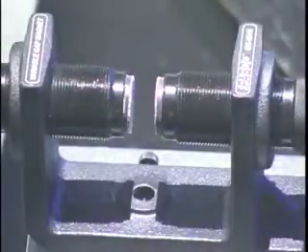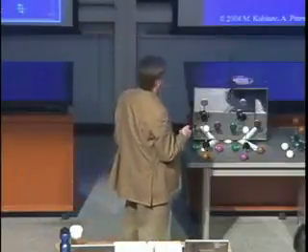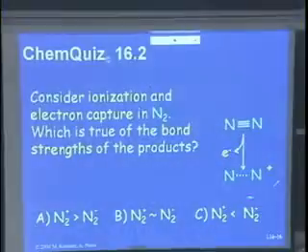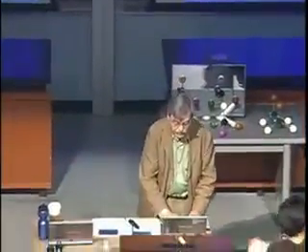So now let me ask you this. We have nitrogen, and we do an ionization, so we form N2+, or we do an electron capture. I want to know from you which is true of the bond strengths of the products. You compare the bond order of N2 with the bond order of N2+ and N2 minus. Is N2 plus larger than N2 minus? Are they about the same? Or is the bond strength of N2 plus smaller than N2 minus? Why don't you think about this and give me your answer, please?